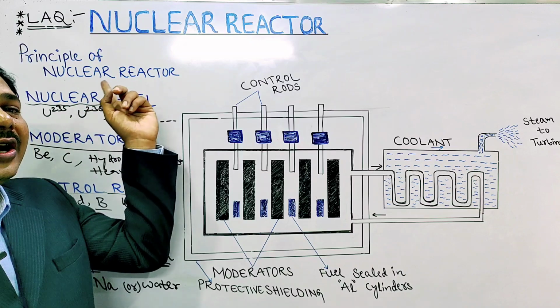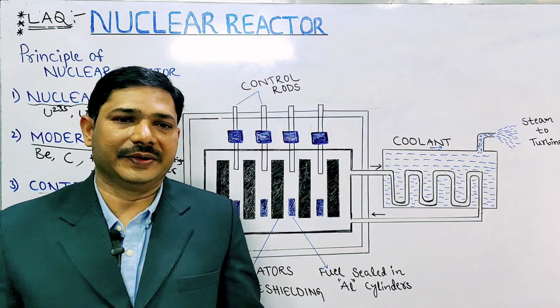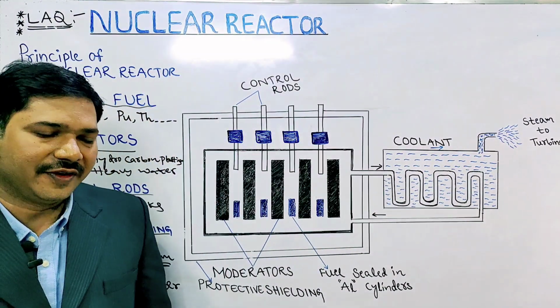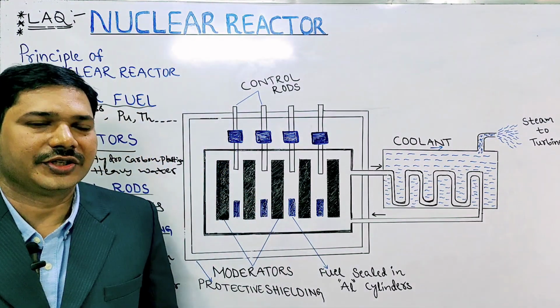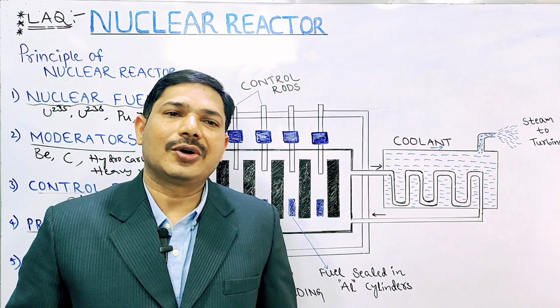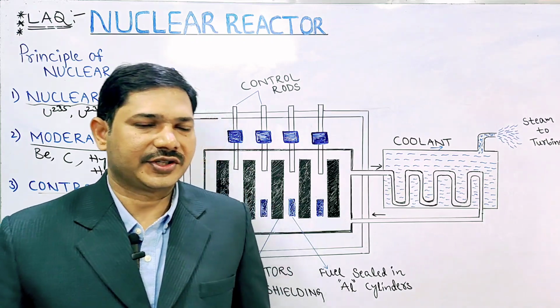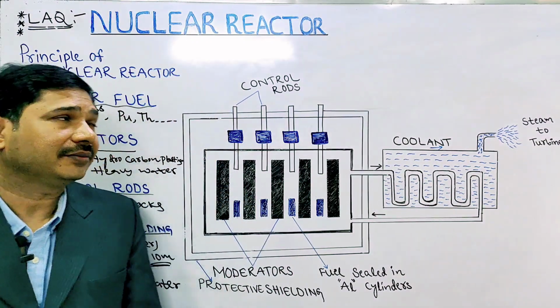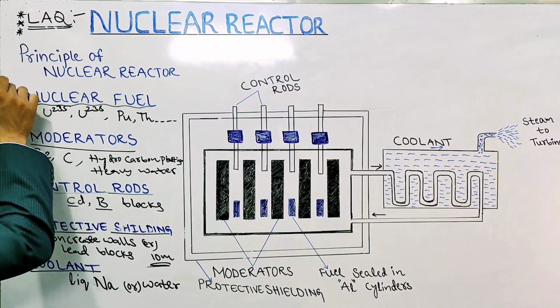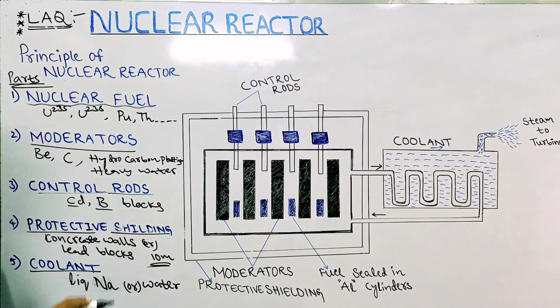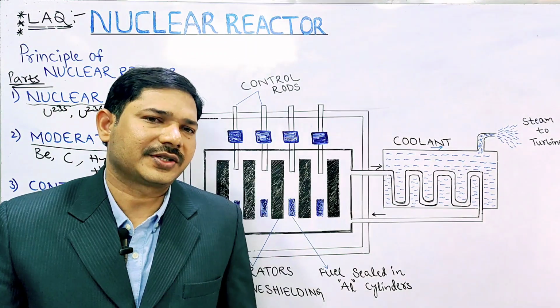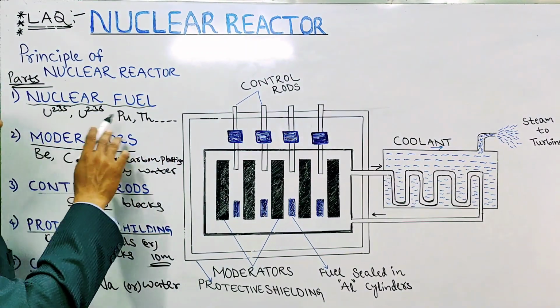First one, what to write? Principle of nuclear reactor. A nuclear reactor is a device in which a large amount of energy will be released through controlled fission reactions. First, you have to write the principle. Then the parts, the essential features: there are 5 parts. First one is nuclear fuel.